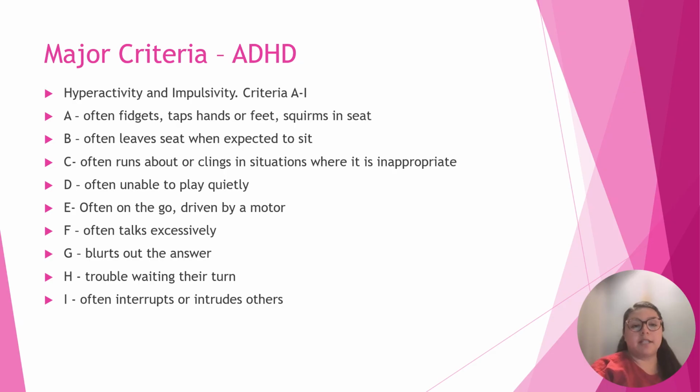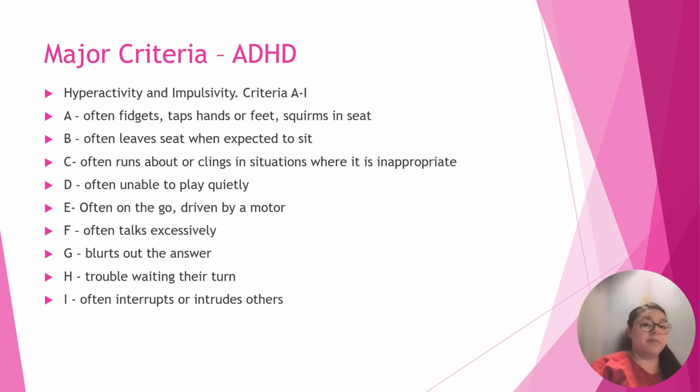Often fidgets. So criteria A, often fidgets with or taps their hands or feet, squirms in the seat. Often leaves seat in situations where they're expected to be seated. So they're walking around during class, something like that, or leaving their office chair in the workplace.